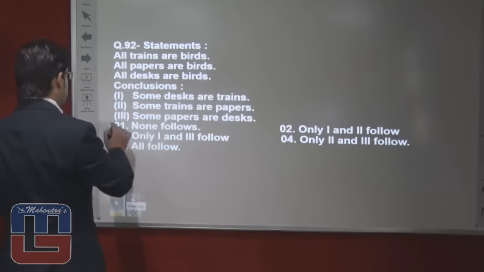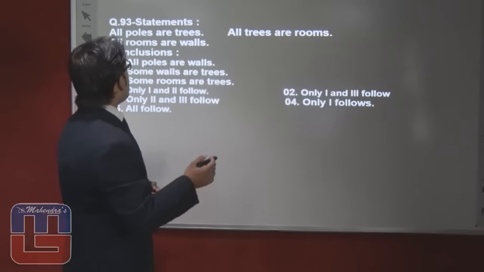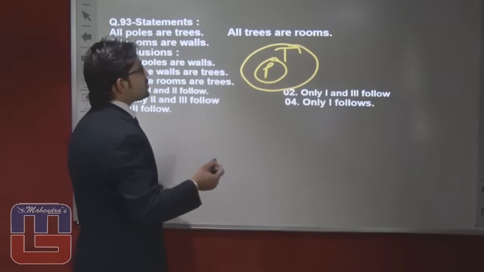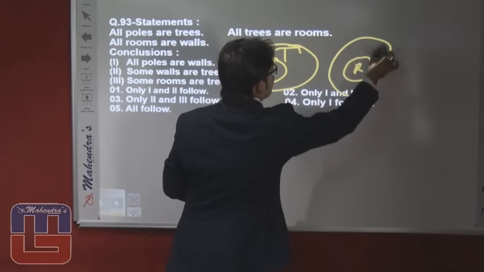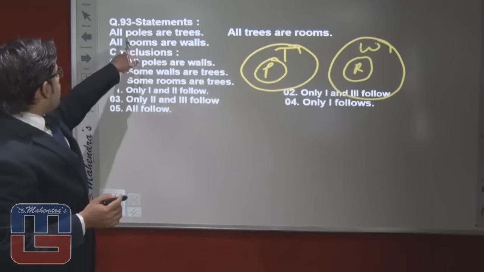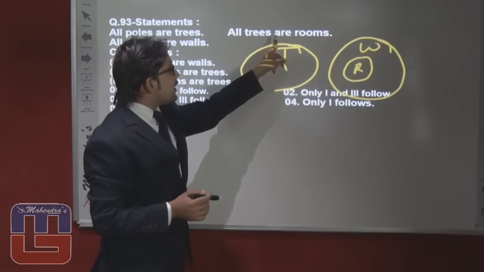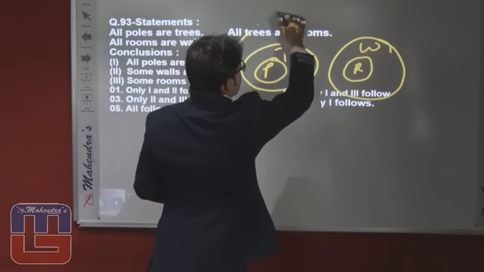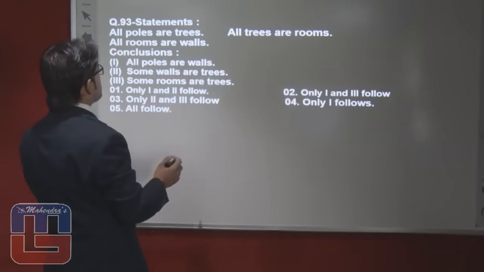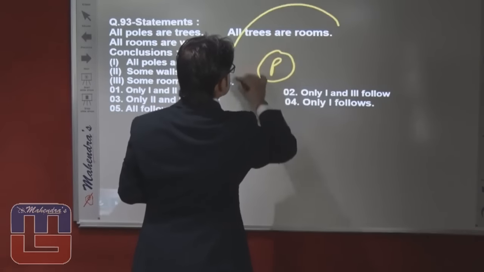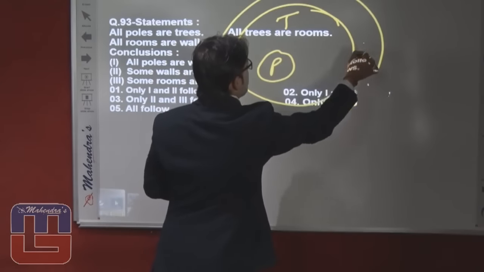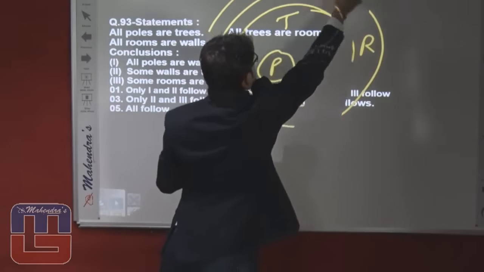Next question is saying all poles are trees. Second statement is saying all rooms are walls. And third statement is saying all rooms are trees. We have to make the diagram again. First statement is saying all poles are trees. Second statement, all trees are rooms. And the last statement is saying all rooms are walls.